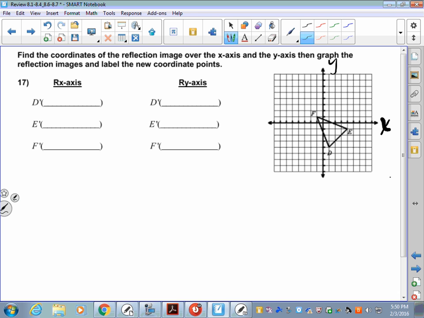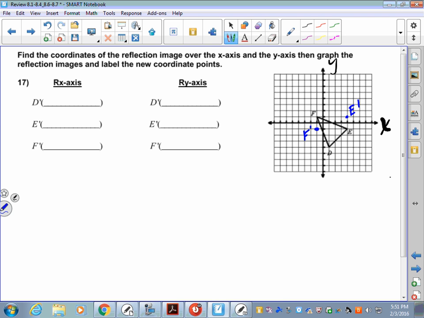There's two things you need to know. Reflection has equal distance. So let's say if you didn't remember the rule, you can just physically count. This is 1 unit up, so we're going to do 1 unit down. And that would give me f prime as such. Then this is 1 unit below, so I'm going to go 1 unit up. So that is e prime.